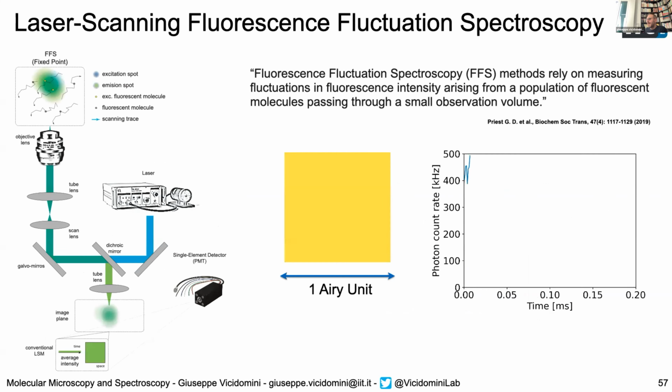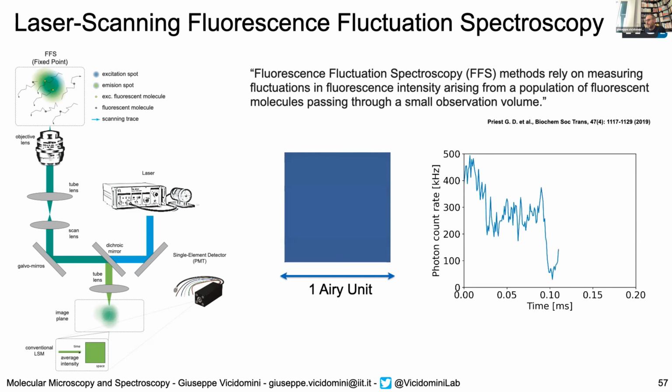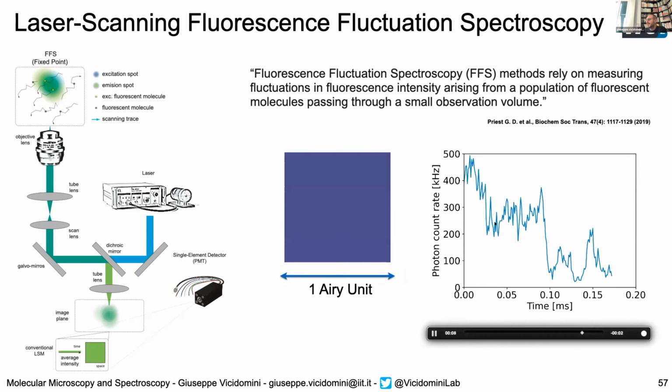So here I want to show you the advantage of having a SPAD array in combination with fluorescence fluctuation spectroscopy. As I'm sure you know, in a fluorescence correlation spectroscopy experiment, you record with your single element detector the intensity fluctuations generated by the molecules entering and exiting the probing region of your laser scanning microscope. Then you analyze such an intensity trace, typically using correlation, and you can extract information like the diffusion of your molecules or the brightness of your molecules.